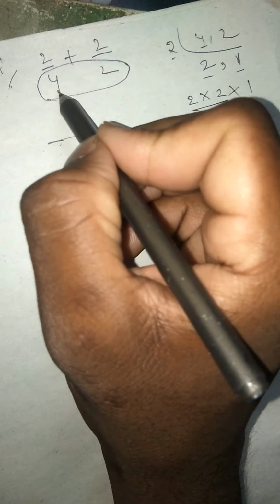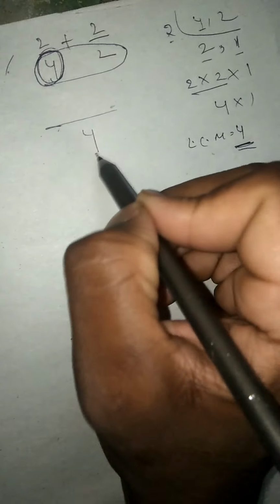Now comes to the above fraction, here 4. In the 4 table we want 4. In the 4 table, 4 ones are 4. Now we have to multiply this multiple to the above number.